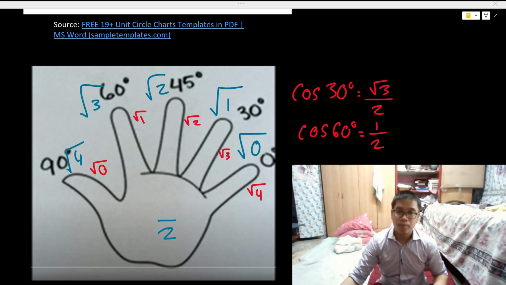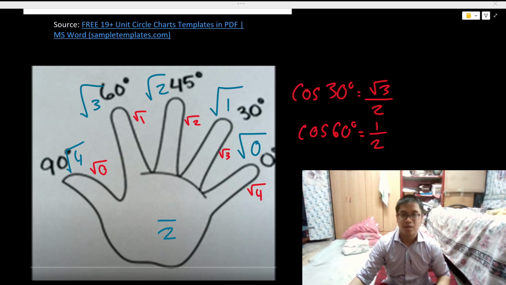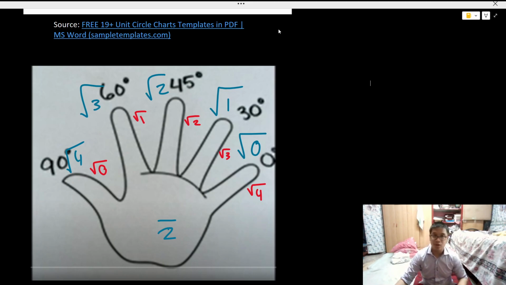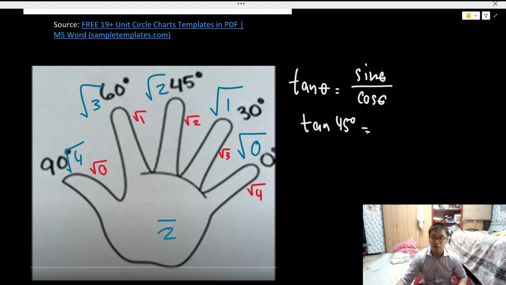Now, how about if we're talking about tangent? So let me just lower my camera here. It's still easy to find because remember that tangent theta is equal to sine theta all over cosine theta. So let me give you an example. Let's just say I would like you to find tangent 45 degrees. This is the same as finding sine 45 degrees and cosine 45 degrees.